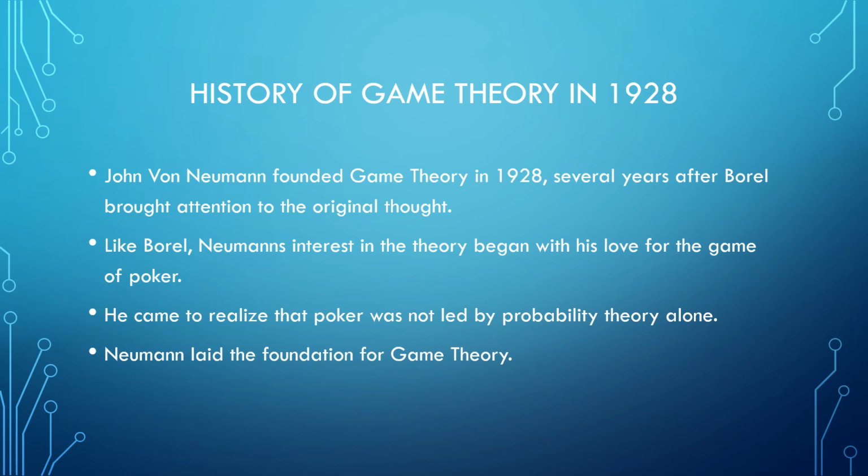John von Neumann founded game theory in 1928, several years after Borel brought attention to the original thought. Like Borel, Neumann's interest in the theory began with his love for the game of poker. He came to realize that poker was not led by probability theory alone. Neumann laid the foundation for game theory.